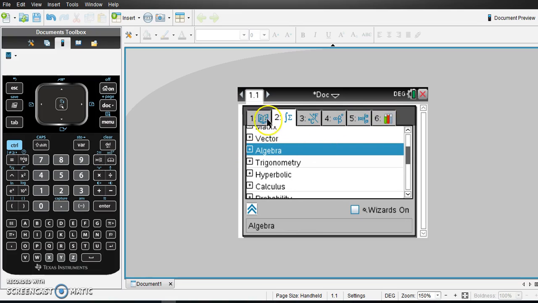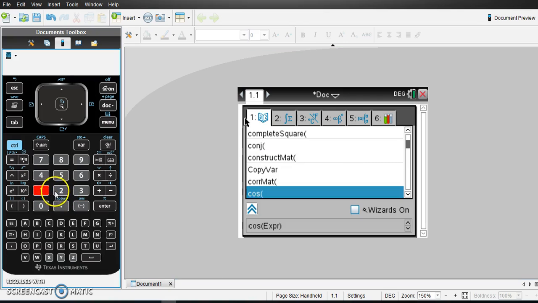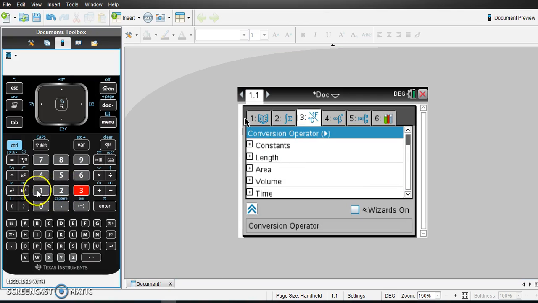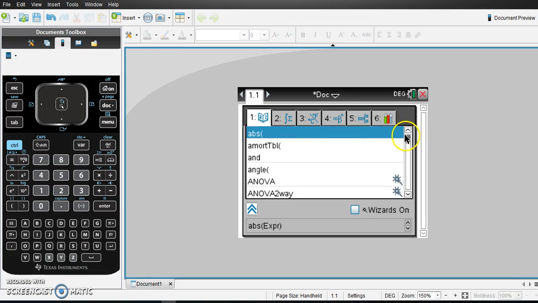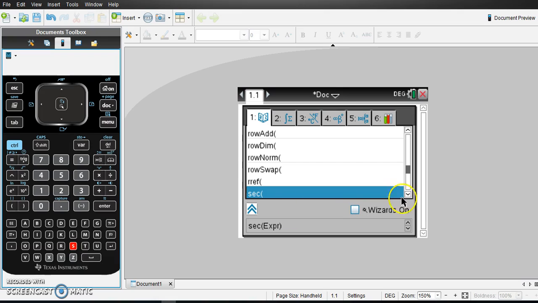And you'll notice that you have 6 tabs here along the top. And you can move between them by pressing the numbers on your calculator. So if we start with menu 1, you'll notice it's an alphabetical list of lots and lots of different things that the calculator can do. To make the process of finding things that you want faster, you can type in on the keypad the first letter of the thing that you want.